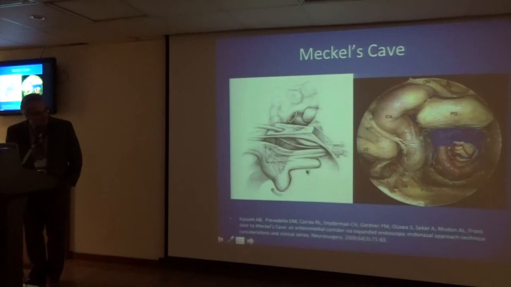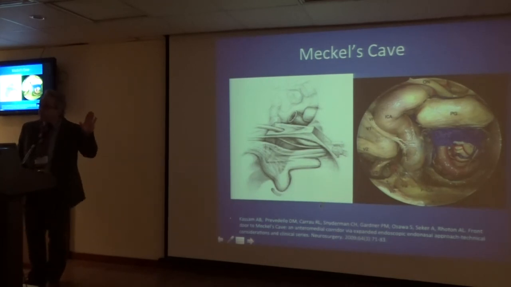You go into Meckel's cave, which is where the trigeminal ganglion sits, and you see the first, second, and third division of the nerve. It is an arachnoid area, so there's a CSF leak if you reach that area. The front wall of this bone that you see between V2 and V3, this is all the base of the pterygoid plate.